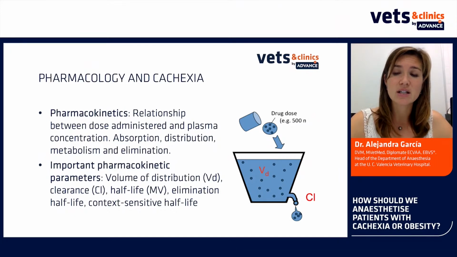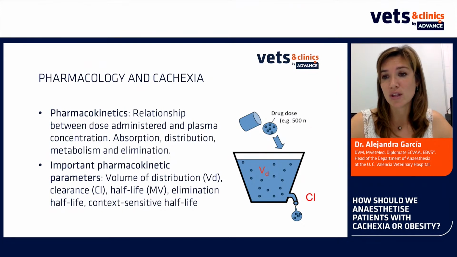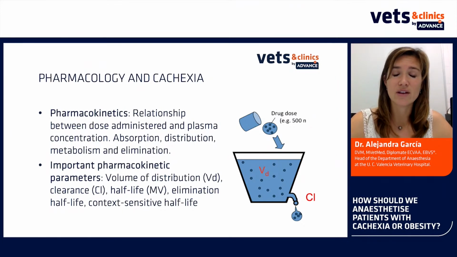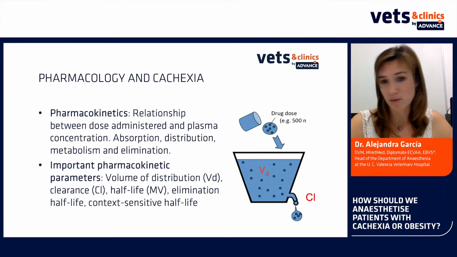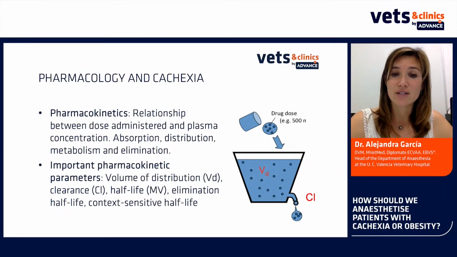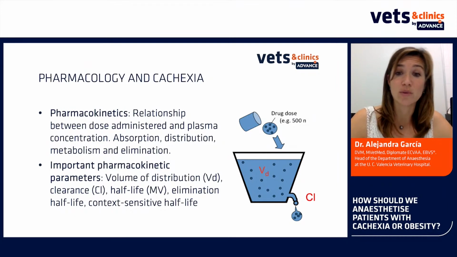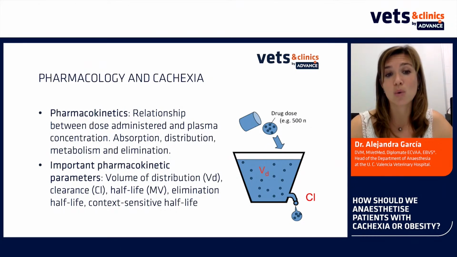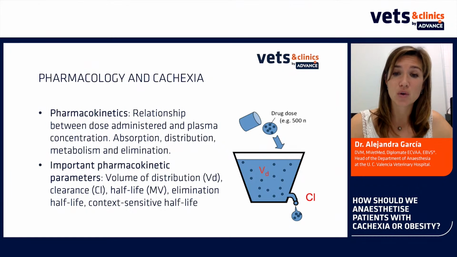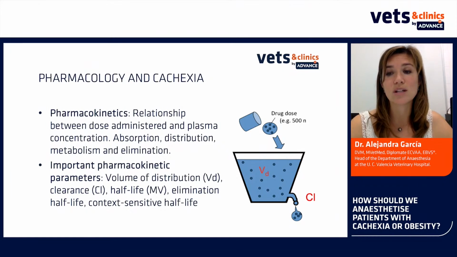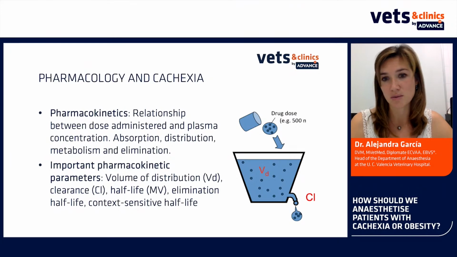Then we have the clearance, which is how quickly the body will clear the drug from our patient. The half-life is the life that this drug has, and obviously it will be influenced by the volume of distribution and the clearance. We have the elimination half-life, which is how long it will take to be eliminated, and the context-sensitive half-life, which is how long it will take to be eliminated when I have a constant rate infusion. When I stop the constant rate infusion, how long will it take to be eliminated from the body of my patient?